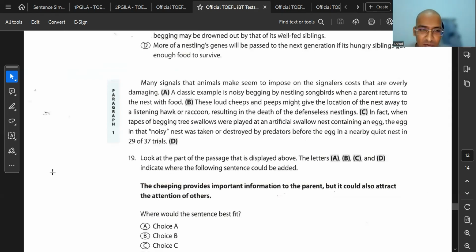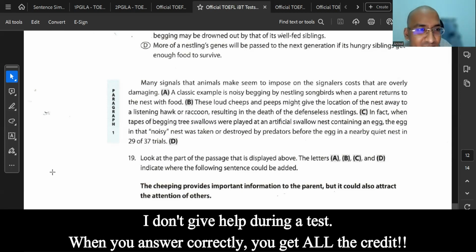To begin, this is a following sentence because there's a but in the sentence. So it makes it the following sentence. The main topic of the sentence is cheeping. The cheeping provides information to the parent. That is the main topic of the sentence. Is that correct? I can't help you. I'm just here to mark possible, not possible. I'm not sure. Yes. Okay.